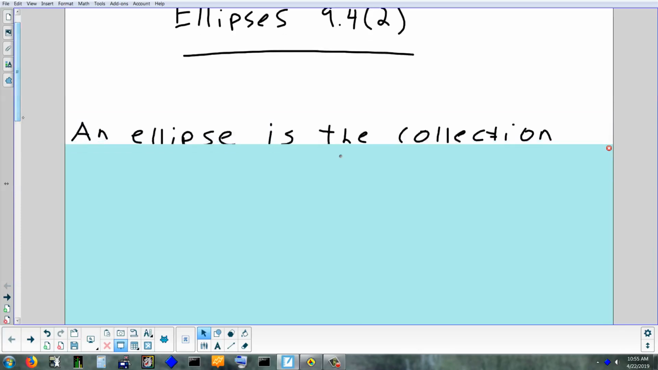All right, but first we'll finish up conic sections. So we did the parabola. We're going to do the ellipse today and the hyperbola tomorrow.